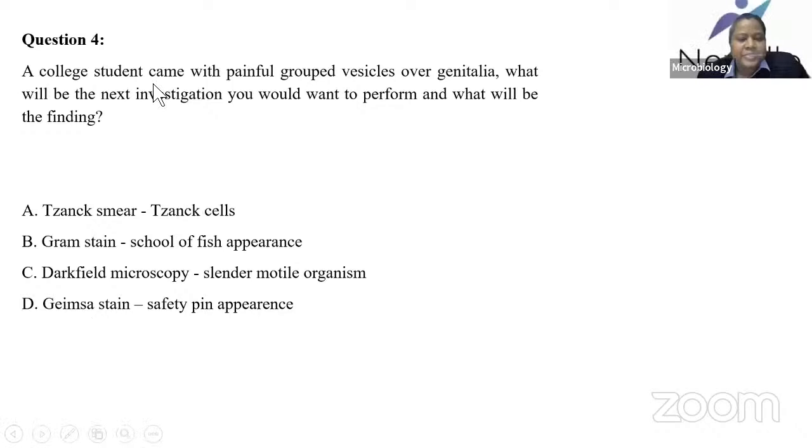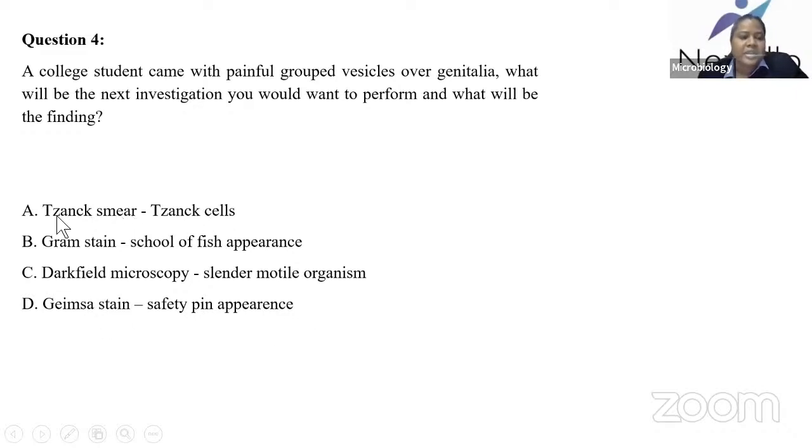Okay. That being said, this particular clinical feature is matching towards herpes. So here, looking at option B, it says gram stain showing school of fish appearance. We know gram stain showing a school of fish appearance is for Haemophilus ducreyi. So that causes chancroid. So option B is ruled out. Dark field microscopy, as we have discussed, showing a slender motile organism is very typical of Treponema pallidum, that is for syphilis. So that is also ruled out. A stain showing safety pin appearance is a very typical presentation of donovanosis, for Klebsiella granulomatis. So that is also ruled out.